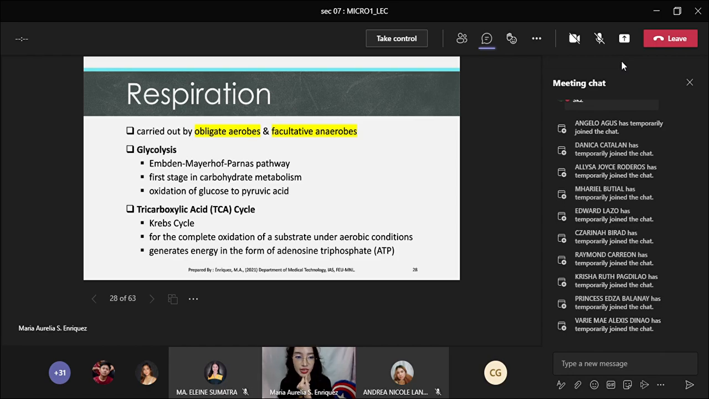Next is the TCA cycle, or the tricarboxylic cycle, more commonly known as the Krebs cycle. So this is the most important process for the complete oxidation of a substrate under aerobic conditions. So definitely, hindi po ito kayang gawin ng mga obligate anaerobic organisms. So this enzyme system converts pyruvate, and then by the end of a very long and confusing process, energy is generated in the form of adenosine triphosphate, or ATP. So again, those are the processes involved in respiration, performed by obligate aerobes and facultative anaerobes.